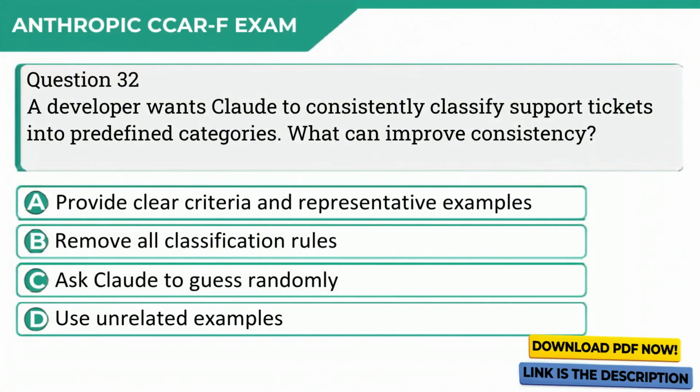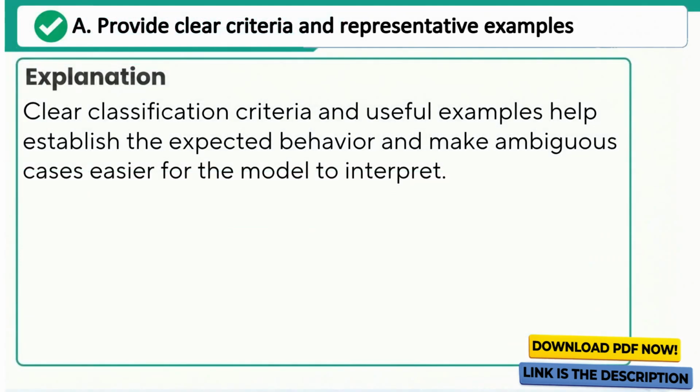Question 32. A developer wants Claude to consistently classify support tickets into predefined categories. What can improve consistency? A. Provide clear criteria and representative examples. B. Remove all classification rules. C. Ask Claude to guess randomly. D. Use unrelated examples. Correct answer: A. Provide clear criteria and representative examples. Explanation: Clear classification criteria and useful examples help establish the expected behavior and make ambiguous cases easier for the model to interpret.